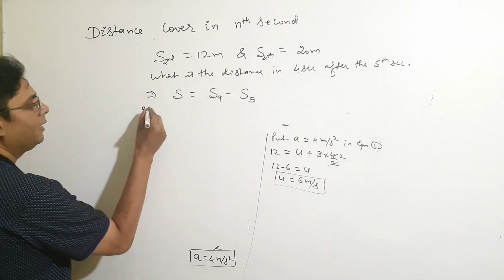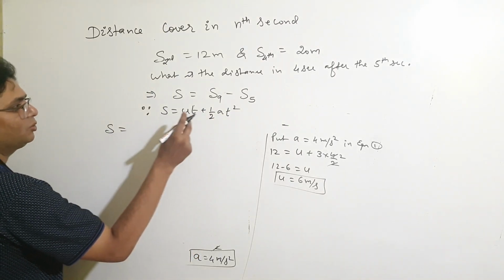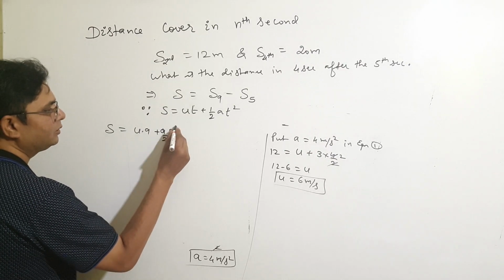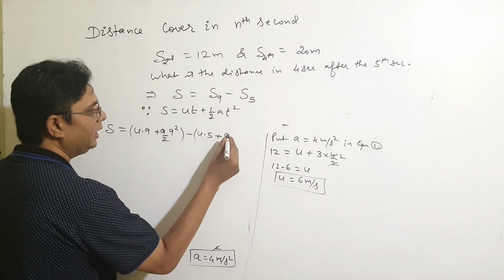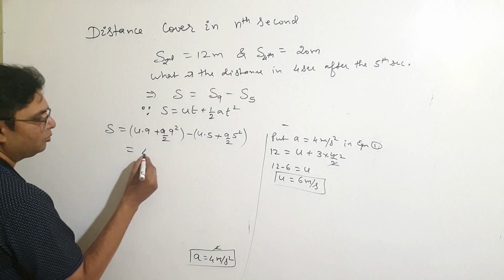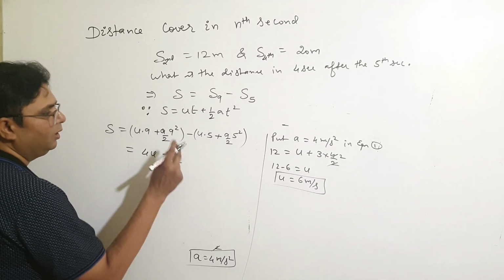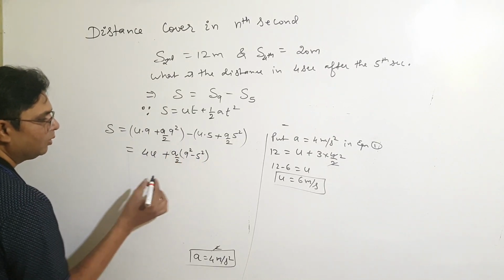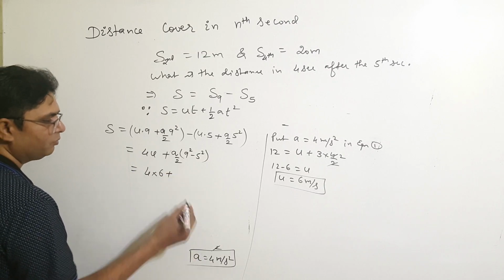So you know the formula, S equals ut plus half at square. Here you write S equals, in place of S9, u into 9 plus a upon 2 into 9 square, minus S5, that is u into 5 plus a upon 2 into 5 square. So 9u minus 5u is 4u, plus a by 2 common, into 9 square minus 5 square. What is u? u is 6. What is a? a is 4.